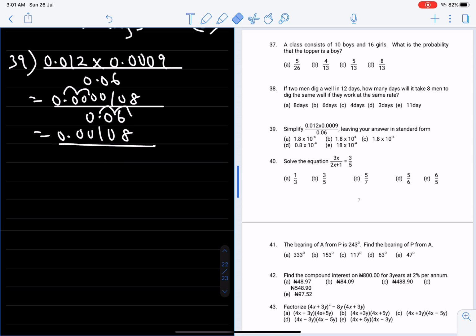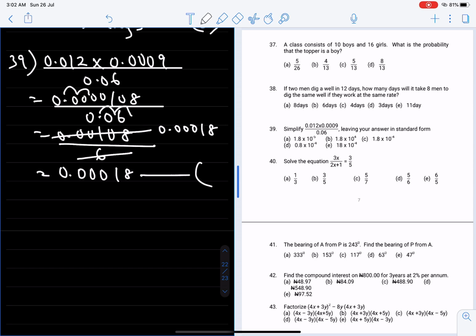Which means 6 here, 1. 6 in 0 is 0. 6 in the next 0 is 0. In the next one is 0. 6 in 1 is 0. 6 in 10, 1. We're left with 4. 6 in 48, 8. And the answer is 0.00018.